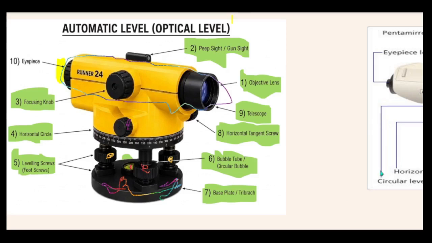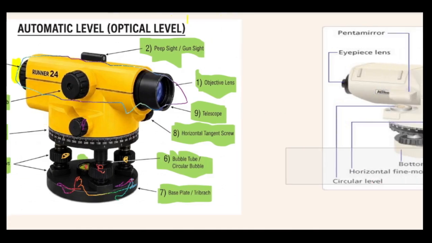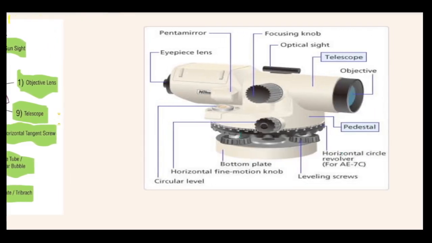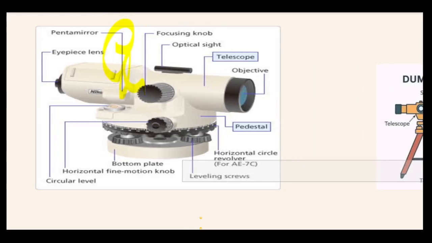Let's move to our next one here. You can view this another one here too. Now this one is not a dumpy level. Okay, this particular one you're seeing here is never a dumpy level. It's just like what you saw before. We have different types of leveling instruments. This one is just like what you saw before.